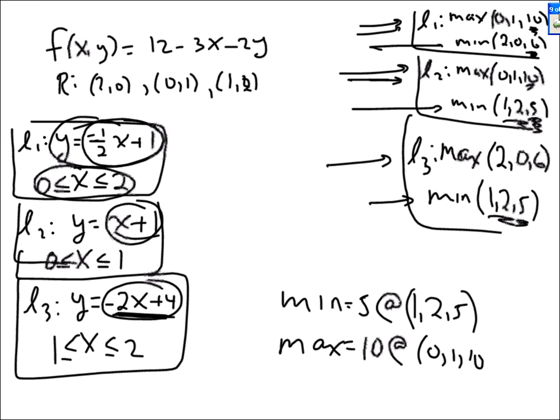If you prefer, you don't have to plug in the z value, but it really should be there. But if you didn't, everyone would understand the max is 10, and it happens when x is 0 and y is 1. Because (0, 1) means x is 0, y is 1. Okay, that completes that problem.